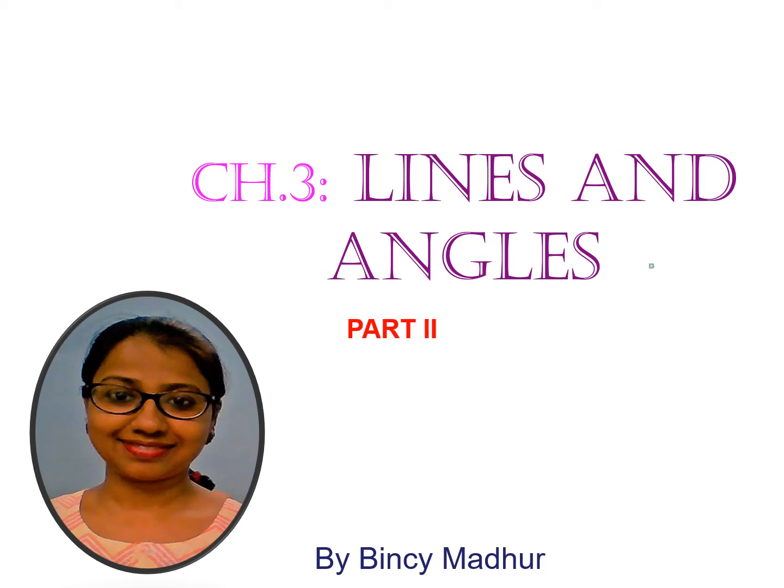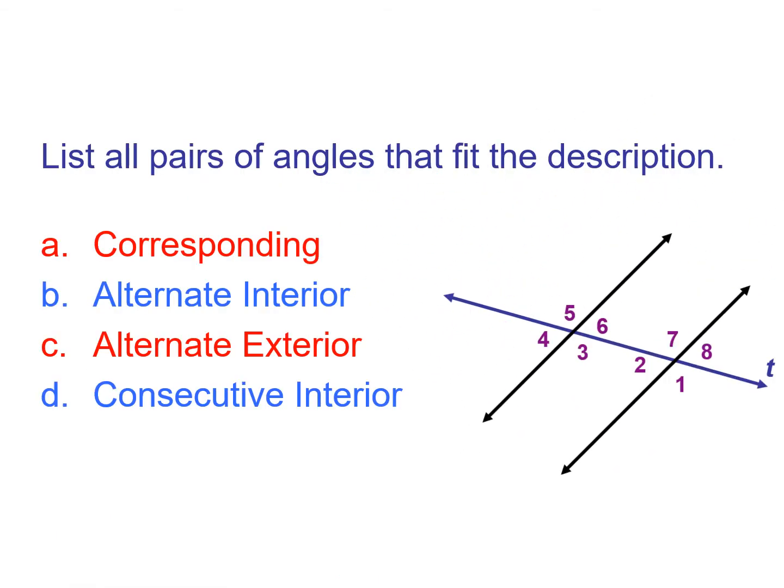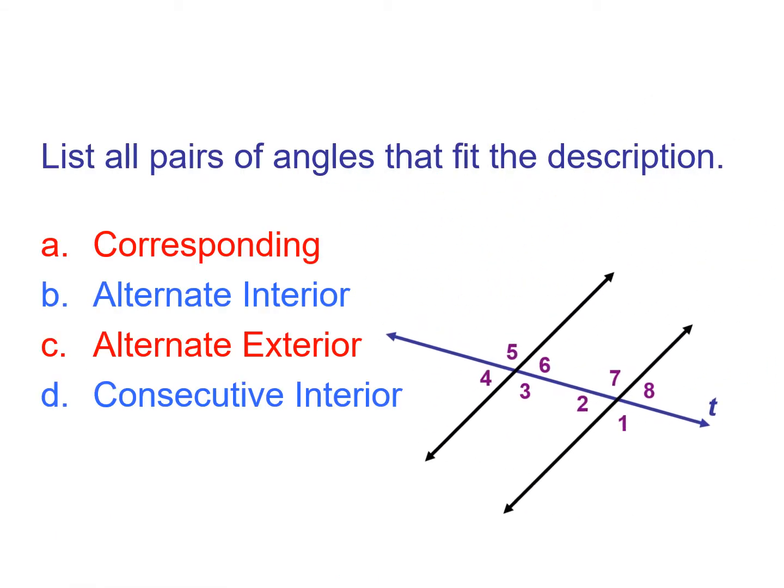This is the second part of the chapter Lines and Angles for class 9. Let us study some more interesting properties of parallel lines. When two parallel lines are intersected by a transversal, it forms 8 angles. You can see here. So list all pairs of angles that fit the description. They form corresponding angles, alternate interior angles, alternate exterior angles and consecutive interior angles.